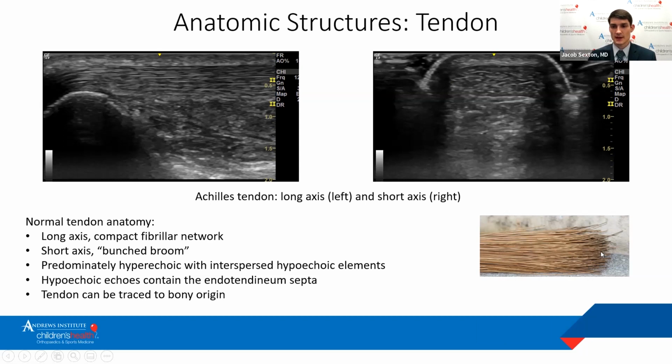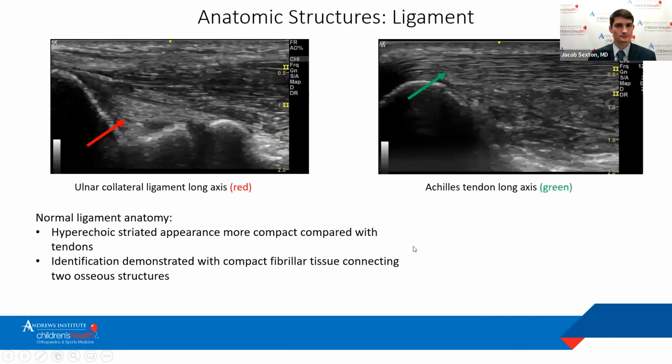I know it's short axis because it has this bunch of broom appearance where they're all bundled together. It's very nice and compact as well. There's very limited anisotropy on this image because it's very uniform in appearance. I don't see any defects or abnormal echoes. So that's what a normal tendon structure appears as, as opposed to ligaments.